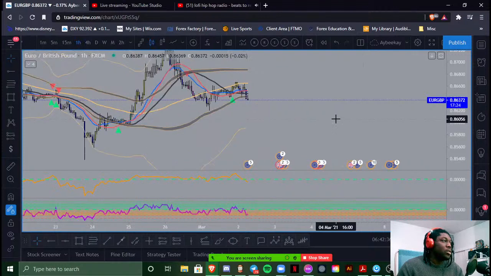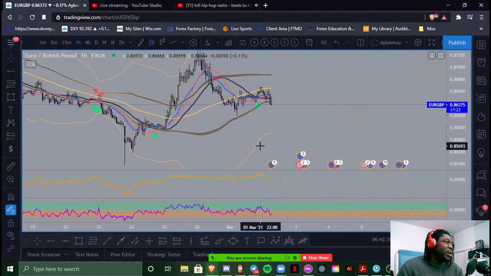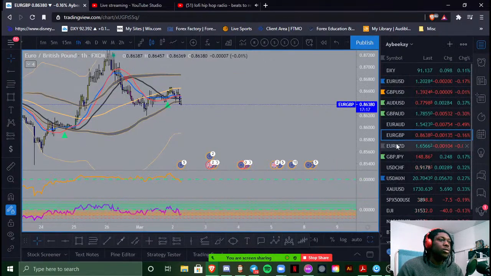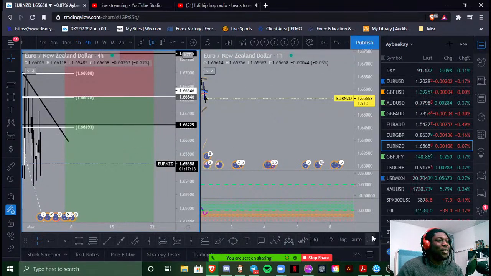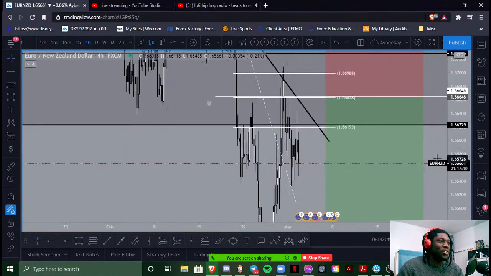EURGBP, I'm going to really wait to see what it does. I do expect it to drop lower though, overall. So, EURNZD. Oh, I forgot about EURNZD and USDCHF, to be quite honest.